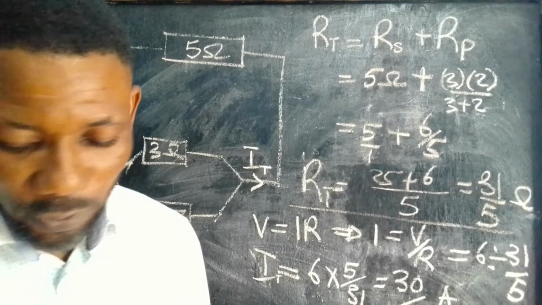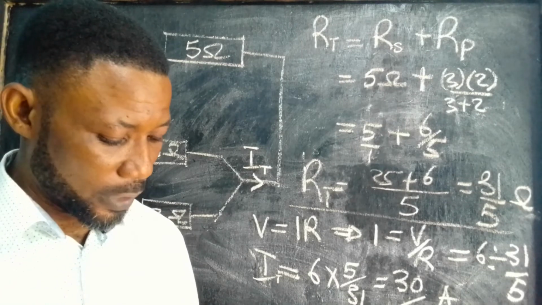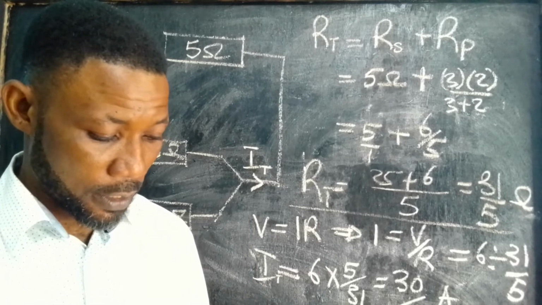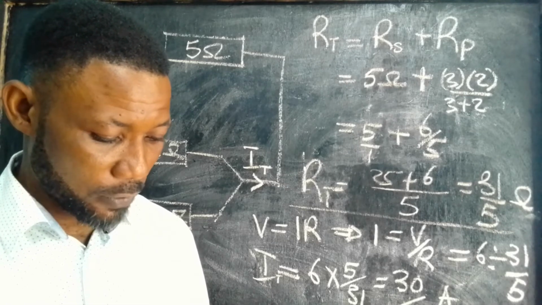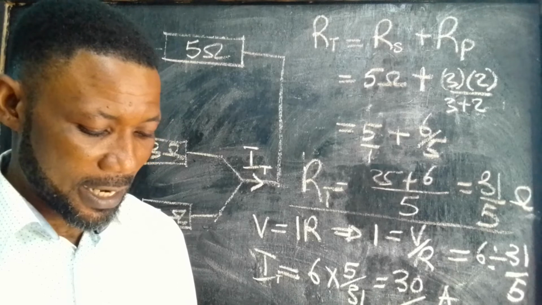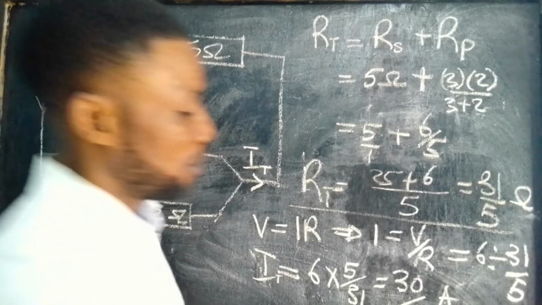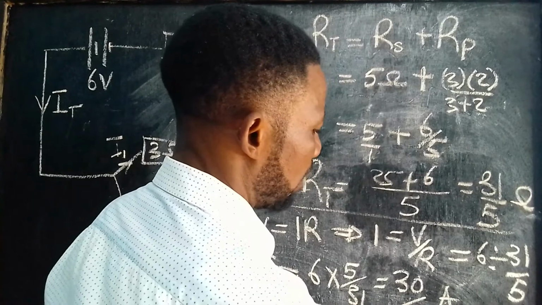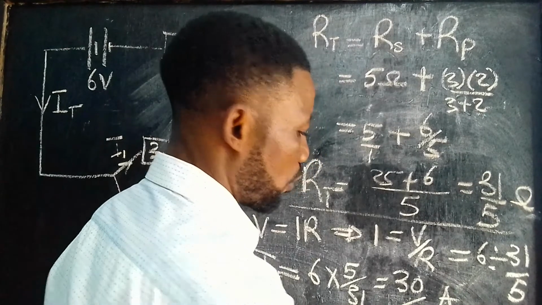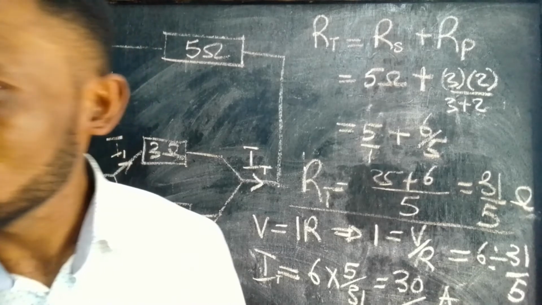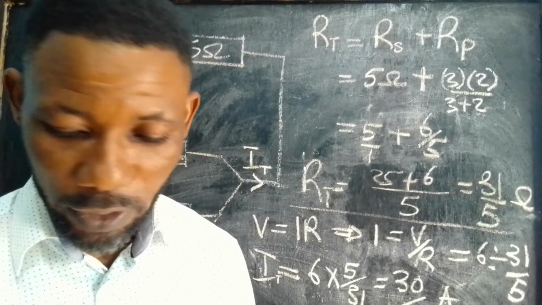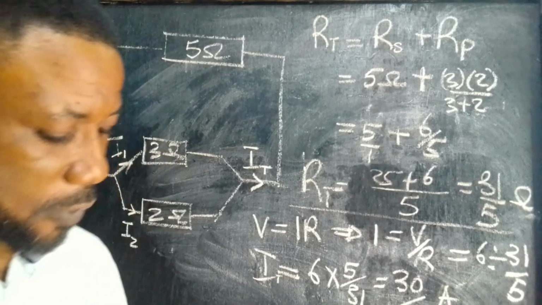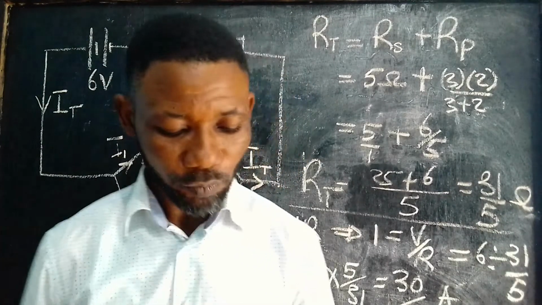Now if we use our calculator, 30 divided by 31, we shall have 0.97. This is 0.97 ampere. That is the current flowing through the 5 ohm resistor. Now, question number 4 is very simple.